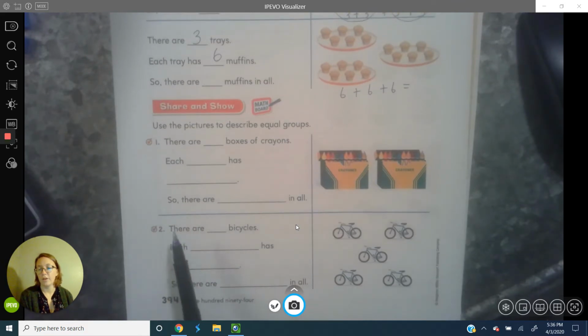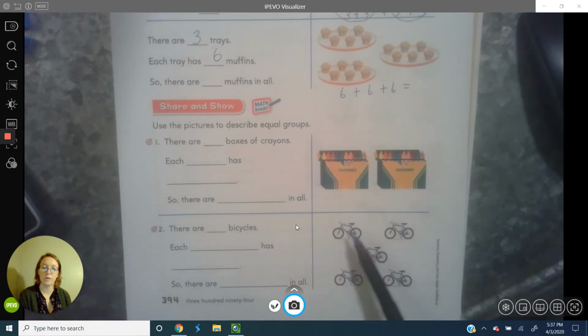Then on number 2, it says there are blank bicycles. You need to fill in the space here. Each bicycle has blank, and you can pick wheels or tires or pedals. You can pick what you're counting. Each bicycle has blank wheels. So there are blank wheels in all. Okay.